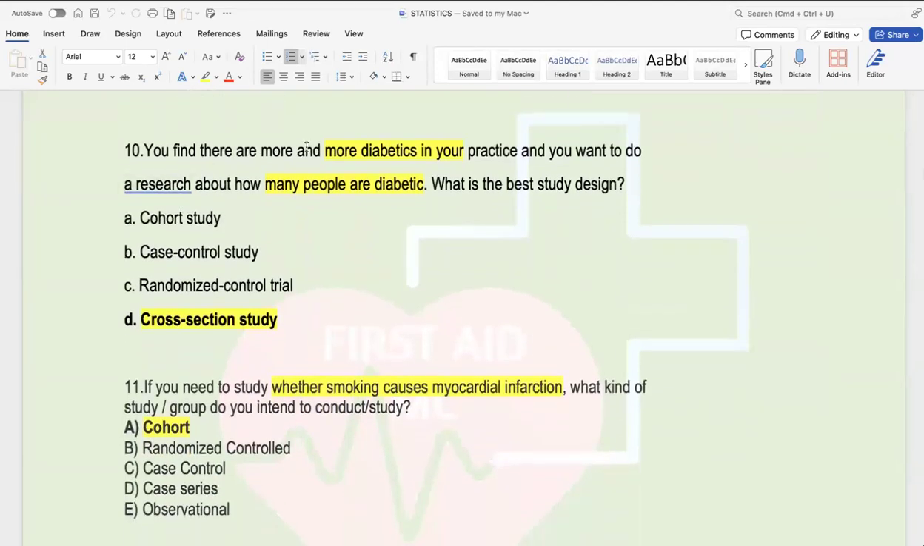You found that there are more and more diabetic in your practice, and you want to do a research about how many people are diabetic. So now you understand what they're talking about, right? What is the best study design? So definitely, if we want to find out like how many people are diabetic in my community at this time, we want to do a cross-sectional.